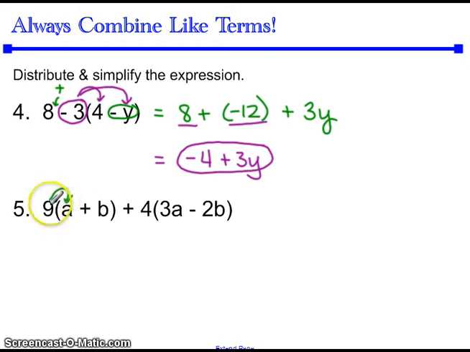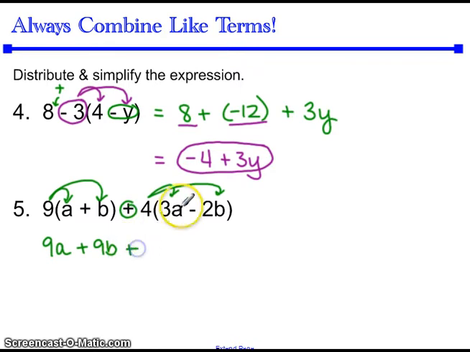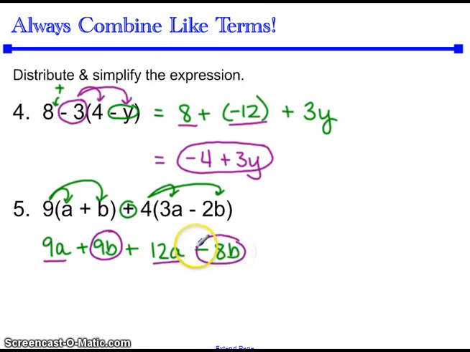We have to distribute the 9, and we also have to distribute the 4. So in the first parentheses, I have 9a plus 9b, and then I'm going to add that to 4 times 3a, which gives me 12a, and then 4 times negative 2b gives me a minus 8b. I cannot leave this as my final answer because it contains like terms. The 9a and the 12a are like terms, and the 9b and the negative 8b, remember the negative sign stays with the number, are also like terms.